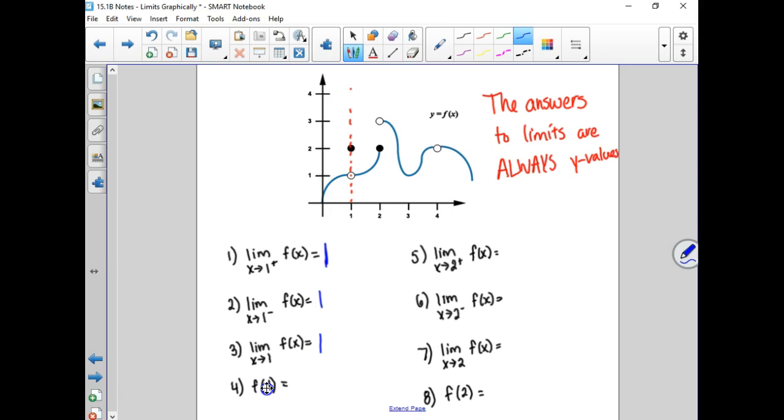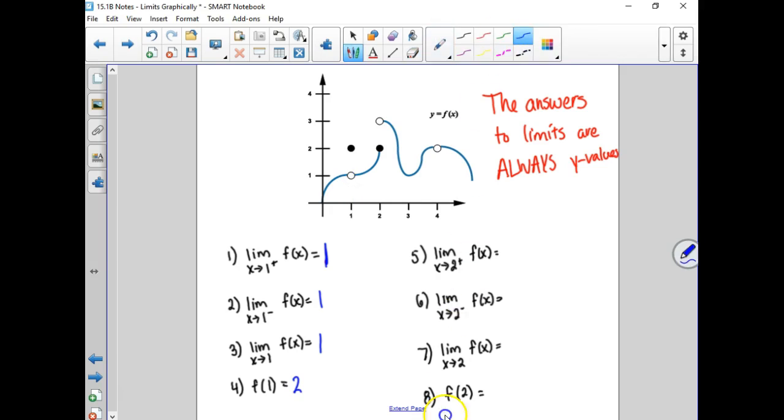It is not. Because right there at 1, I've got an open circle which tells me that point is not included. What point is colored in? It is 2. So my f of 1 is 2. So the limit can still exist even if there's a hole in the graph there. Okay?